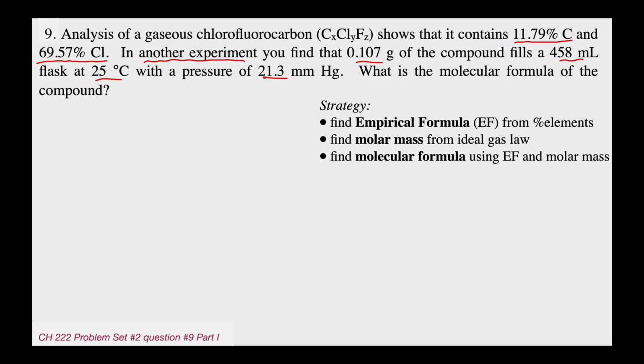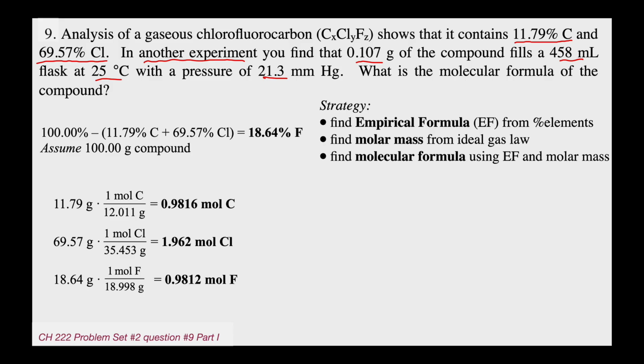Okay, so in step one, to find the empirical formula, first we have to find percent fluorine, okay? So 100% minus the other two percentages will give you the percent fluorine, 18.64%. No problem. In Chem 221, what I told you to do was to assume you have 100 grams of compound. So if you have 100 grams of compound, for example, then you'd have 18.64 grams of fluorine. And once you have the grams of element, you can use the molar mass of the elements to turn grams into moles. And that's exactly what I did right here.